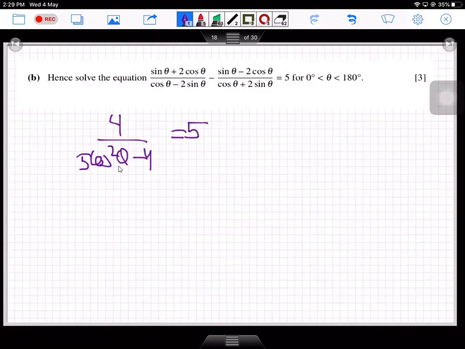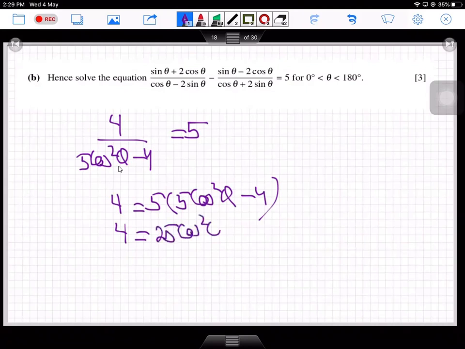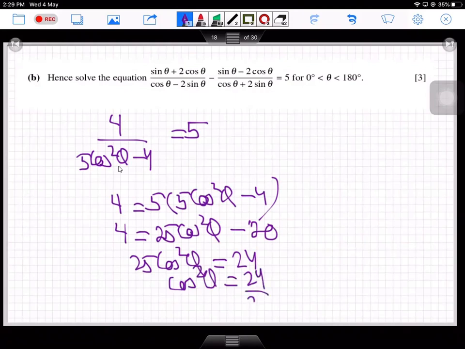For theta greater than 0, less than 180. So 4 is equal to 5 multiplied by 5 cos square theta minus 4. So 4 is equal to 25 cos square theta minus 20. So 25 cos square theta is equal to 4 plus 20, which is 24. Cos square theta is equal to 24 divided by 25. Cos theta is equal to plus minus under root of 24 divided by 25.